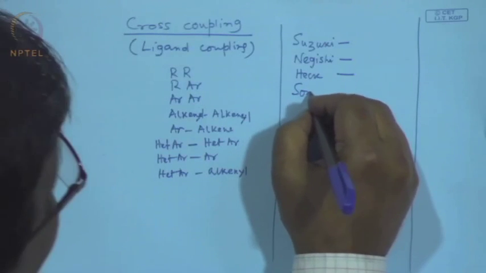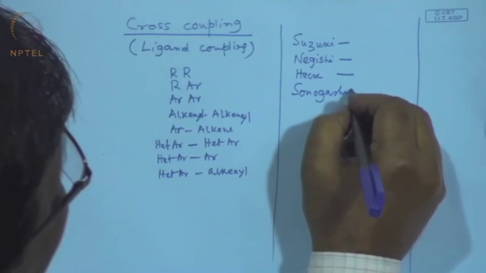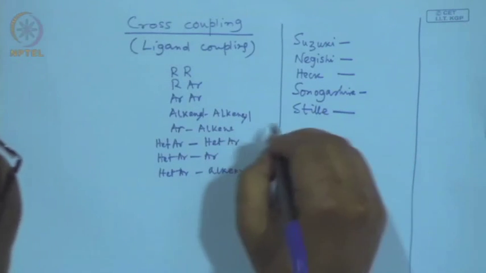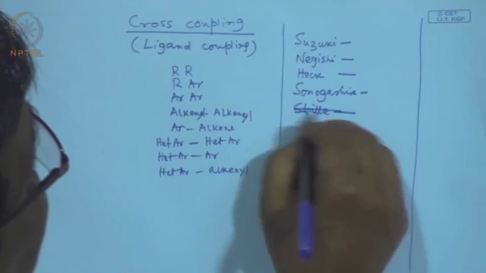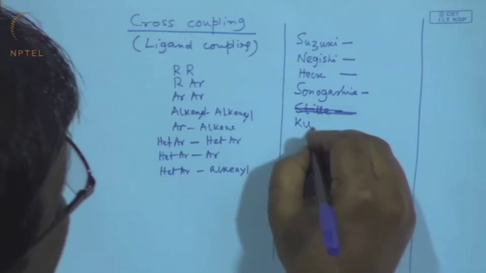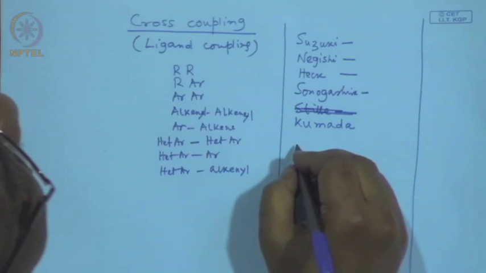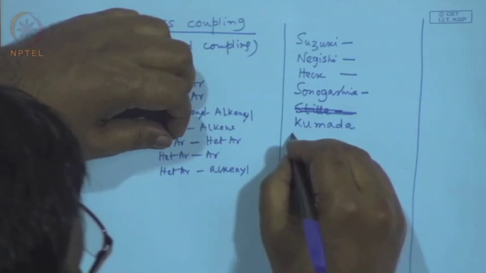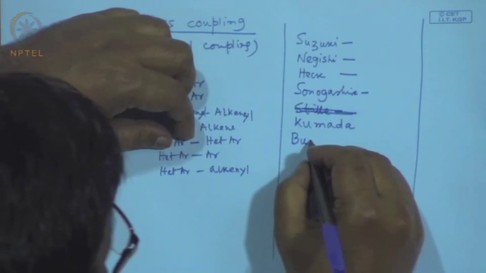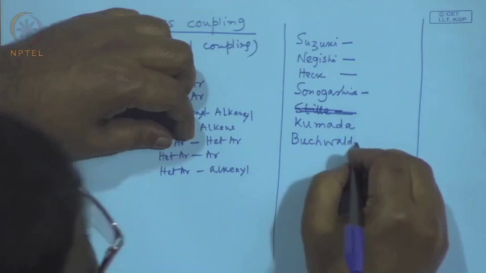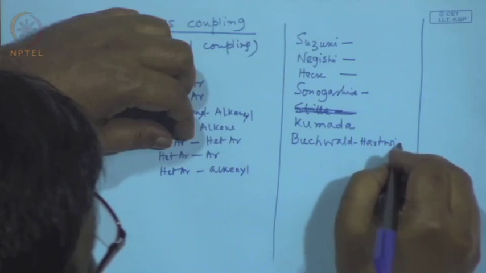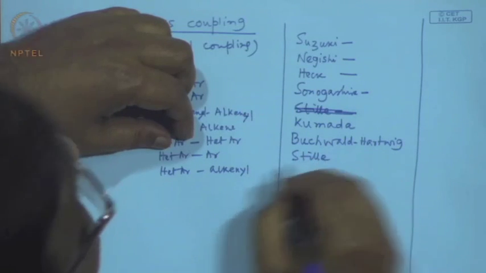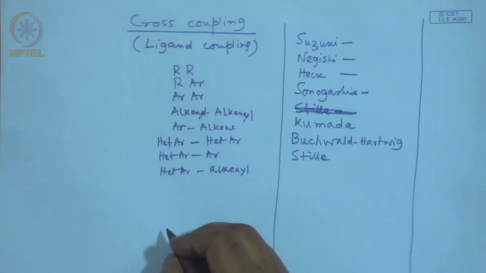Okay, I'll take Sonogashira. Okay, Stille. I would take Stille a little later. Maybe Kumada? No. At least in this class, I will take something else. Buchwald, Hartwig. Then I will take Stille. Anything else? Okay.